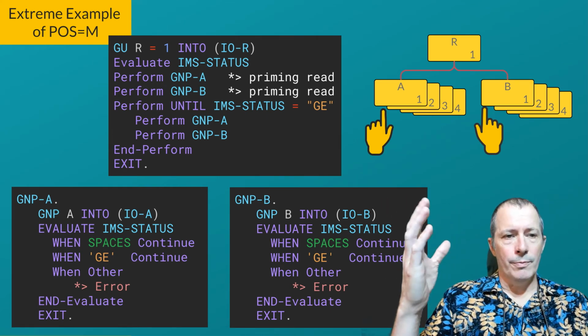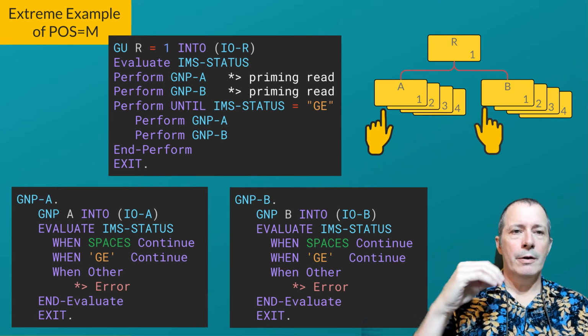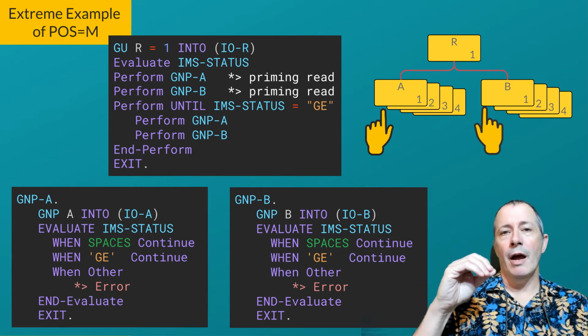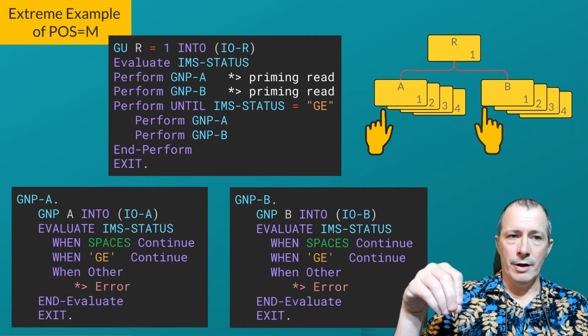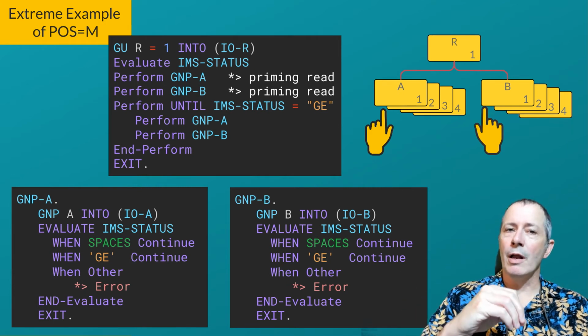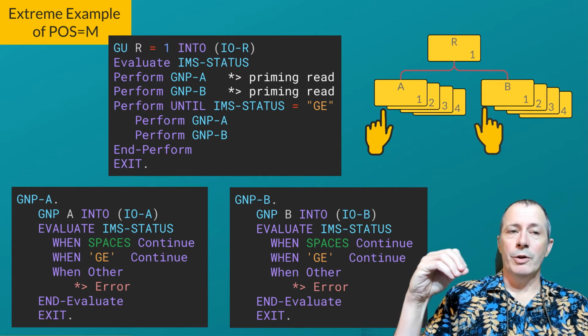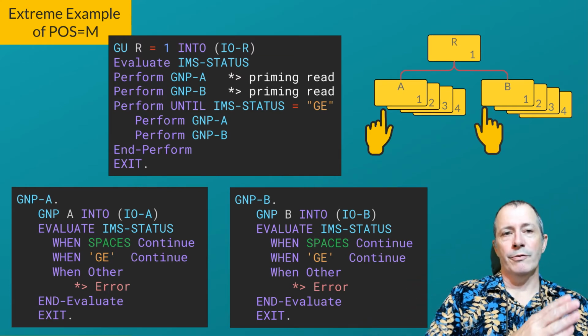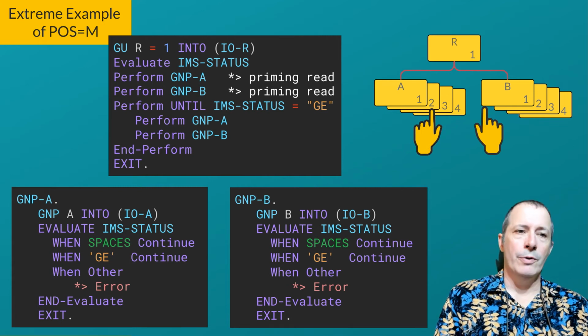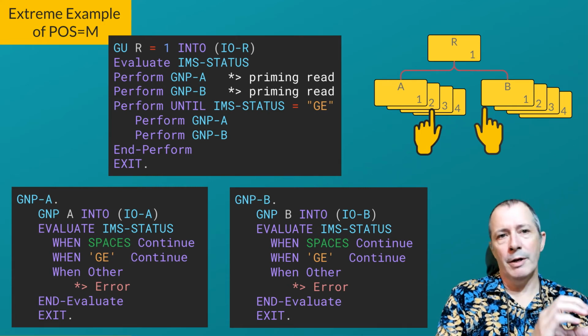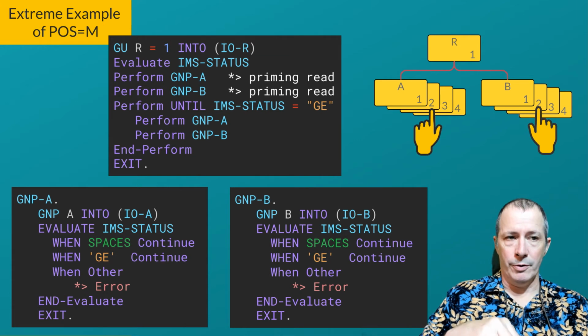Drop into the loop. At this point, the get next within parent for segment A will fail with a GE if the PCB only allowed for single positioning. But position equal M means that IMS moves position from A1 to A2. GNP for B, IMS moves from B1 to B2.